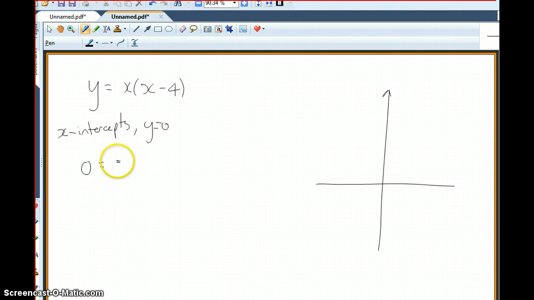So 0 goes there. Two values of x are going to be what? 4 and 0. Thank you. So 4 and 0 are the two values of x that will solve that equation. If you put 4 in there, you'll end up with 0. If you put 0 in there and there, you'll end up with 0 as well, which is what you want. So the two intercepts are 4 and 0.